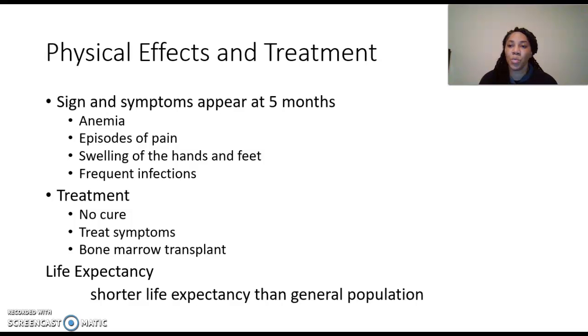There have been some new treatments regarding bone marrow transplants, where they replace the abnormal stem cells with normal stem cells. And unfortunately, the life expectancy of people with sickle cell disease is shorter than the normal life expectancy of the general population due to the complications from the lack of oxygen. It can damage the organs. You can have a stroke. So that lack of oxygen really affects their body and how their organs are damaged.